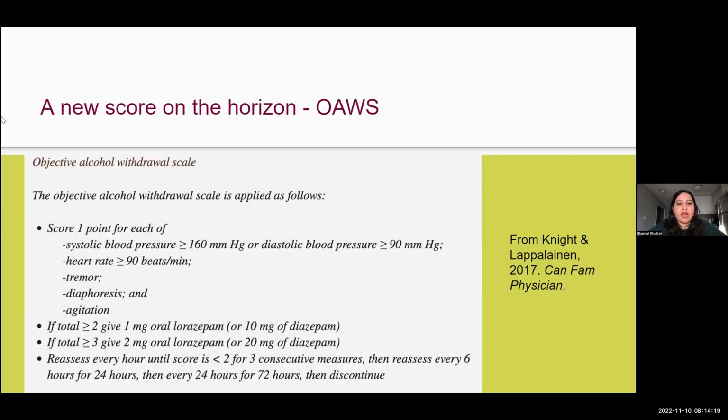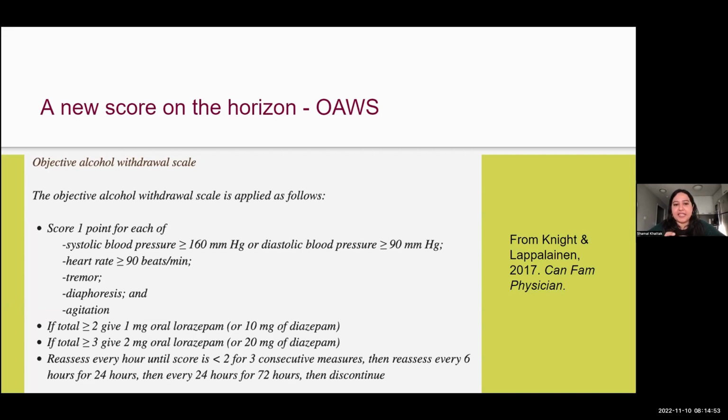This is where there has been newer emerging evidence and anecdotal support for this objective alcohol withdrawal scale that was developed initially by the addictions medicine physicians in Vancouver and is used out there quite a bit, as I've heard, but is starting to be adopted here by our addictions medicine physicians. This score looks at, and this is just an example of the score that they used in the study that I've highlighted here. But there isn't as yet a very defined version of this score.